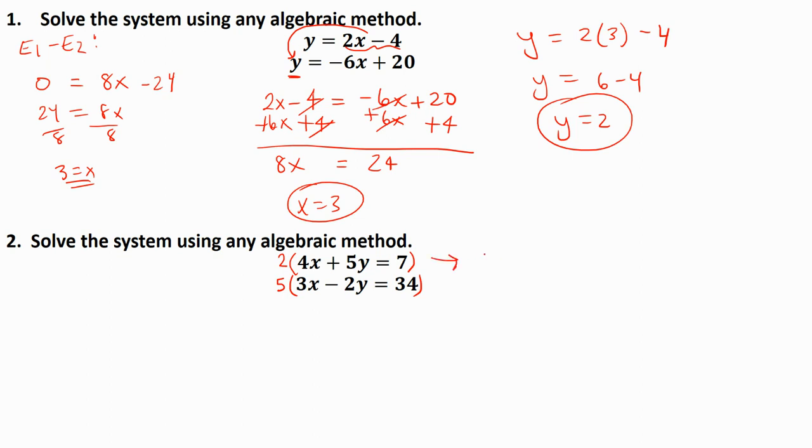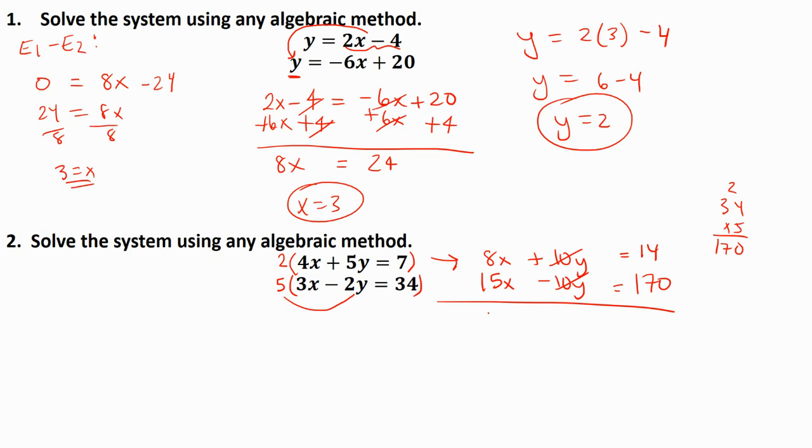So this one, 2 times 4x is 8x, 2 times 5y is 10y, 2 times 7 is 14, and then 5 times 3x is 15x, 5 times negative 2y is negative 10y, and that's why I multiplied the way I did, to cancel these out. And 5 times 34, let's just do that over here, 5 times 34 is 170. Okay, now we're adding these equations together to cancel these out. 184, and then we divide by 23.